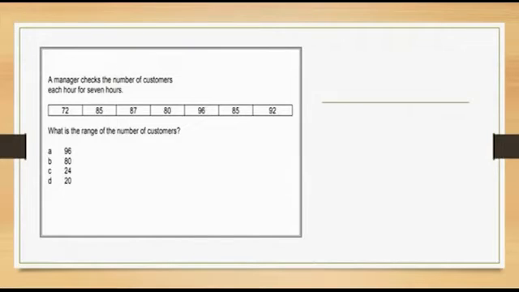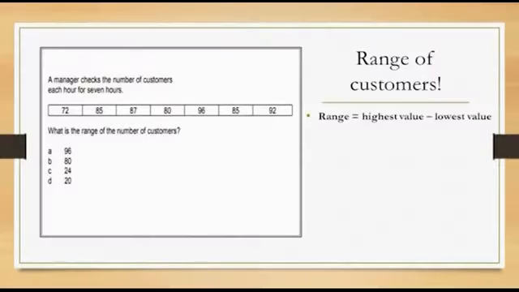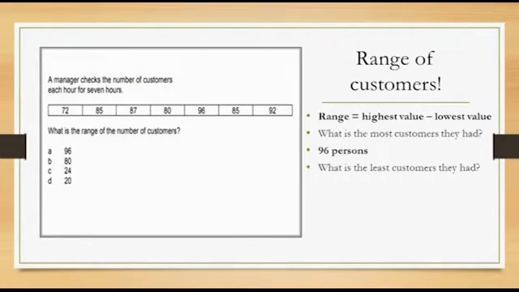What is the range of numbers? And you should get it by now. Range is equal to the highest subtract the lowest value. What is the most customers they had? The most they had was 96 persons. What is the least customers? 72 persons. So the range would be 96 subtract 72, and that would be 24. So the range of the number of customers would be 24.